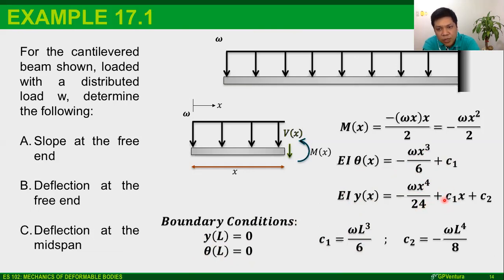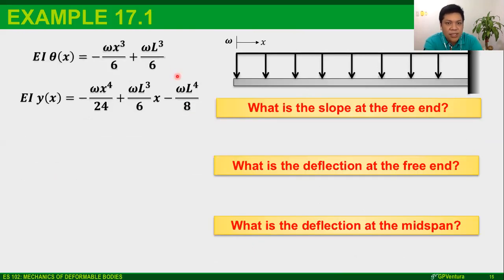Plus C1, we were already able to solve C1: omega L cubed over 6, times x, which is equal to L, plus C2 is equal to 0. Hence, C2 is equal to negative omega L to the 4th over 8. Now that I have the constants of integration, the problem becomes easy to solve because I can just substitute the different values of x in order to find the slopes and the deflection.